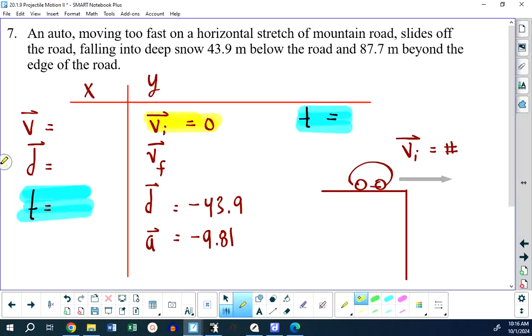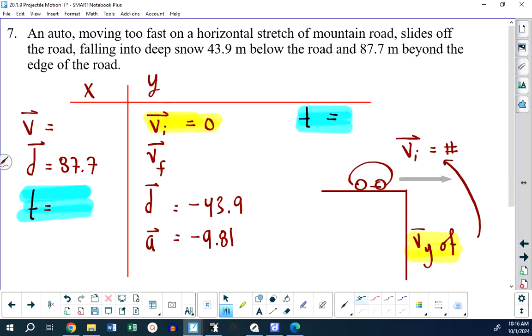This is the vertical component of that. Right? This is overkill. I do not need to write that. You do not need to write that. But it's leading up to what we're going to do today. What else do we know? We know that the car travels 87.7 meters to the right. What are we asked to find?